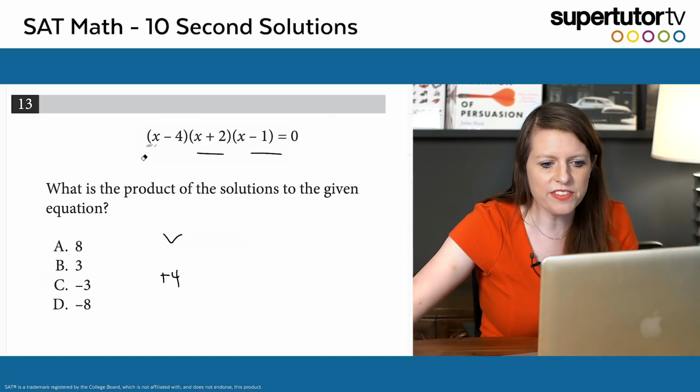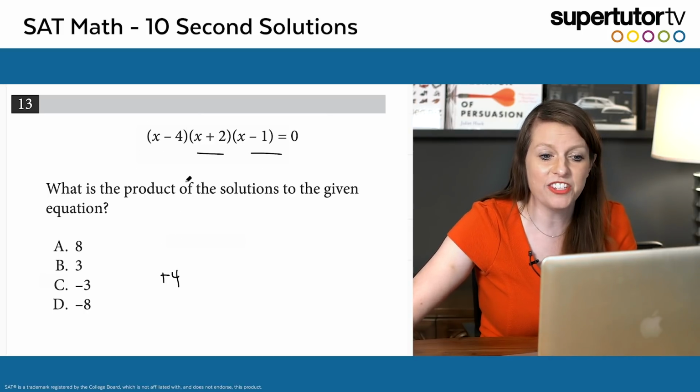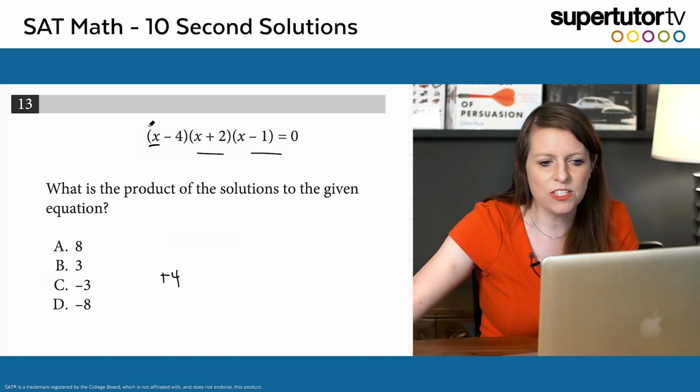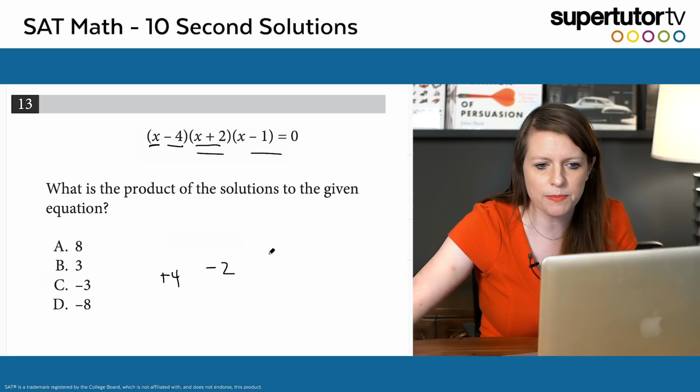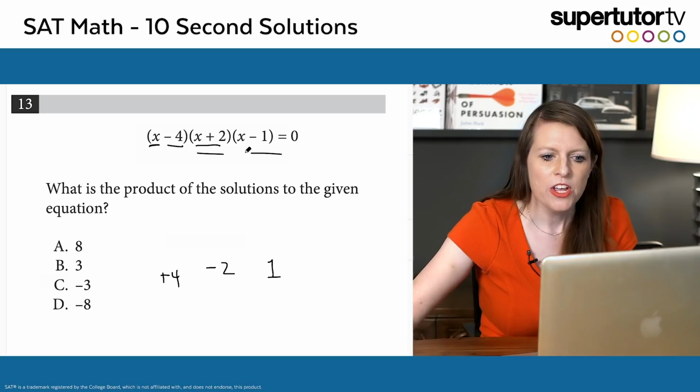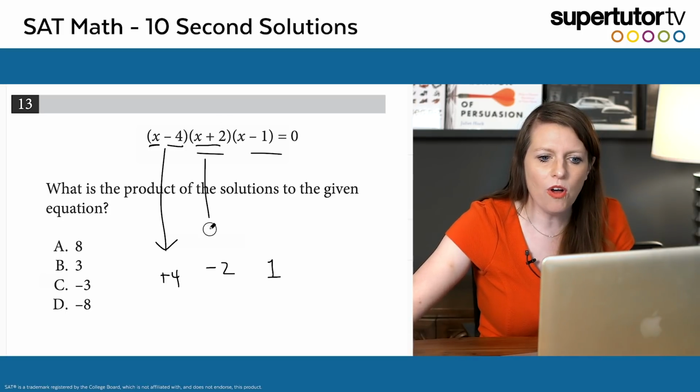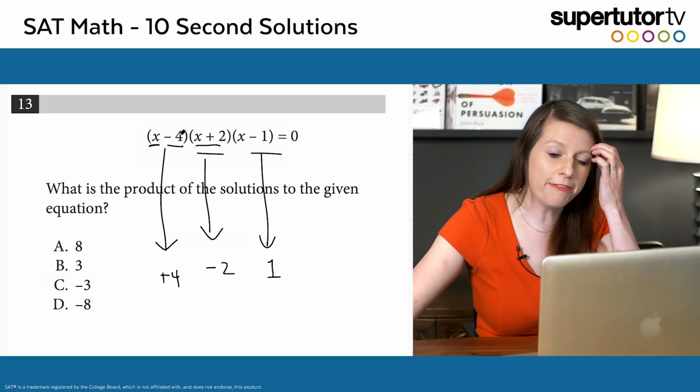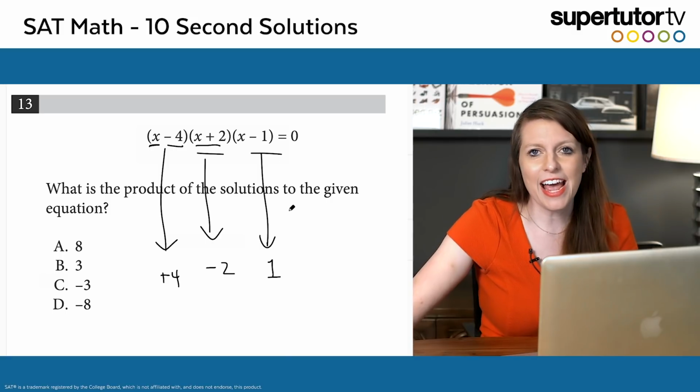So there's two ways that you can know that it's positive 4. One, I just have it memorized that if this is 1x and then this is another number, I switch the sign and that's my solution. So if this is x plus 2, my solution is -2. If this is x minus 1, my solution is +1. So I can very quickly figure out what all these solutions are simply by flipping the sign on each of these. I could do it in my head.